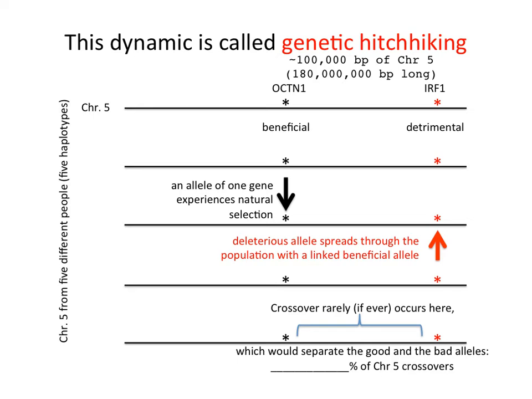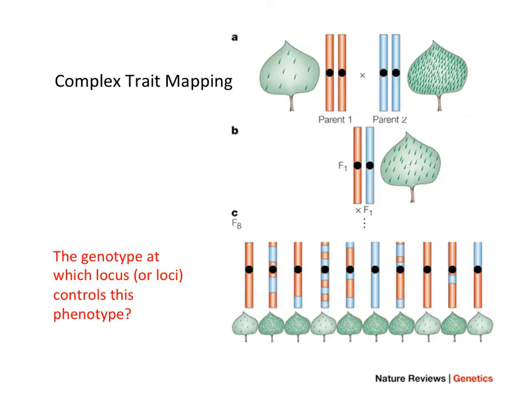So that's genetic hitchhiking. When you have one bad mutation that hitchhikes, it goes along from individual to individual with a beneficial mutation. The beneficial mutation is being selected for, and these weak, bad alleles or mutations get dragged along with them on the chromosome.